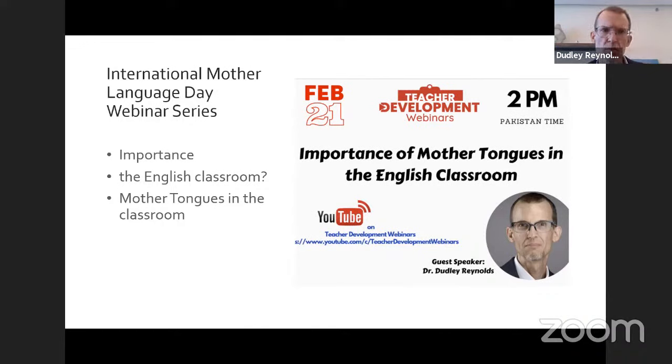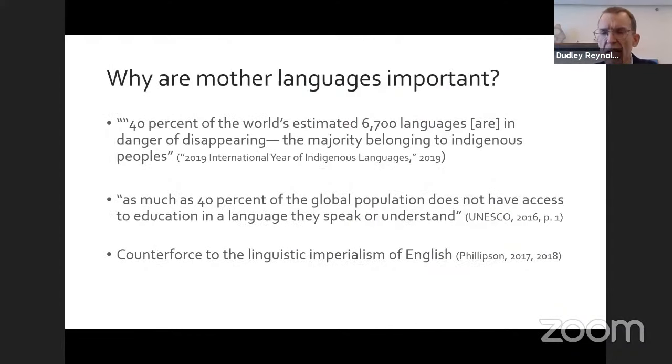But before we get to mother tongues in the classroom, I want us to think a little bit, and this is where I hope I can push people's thinking a little bit today, about what is the goal of the English classroom today in 2021, all right? What is its purpose? What is its social function? So let's start with this notion of importance.